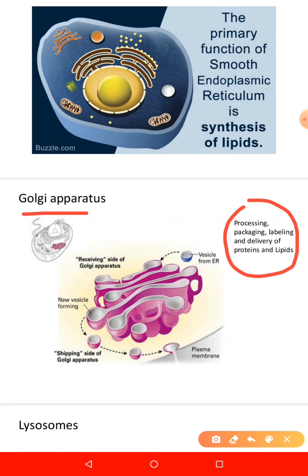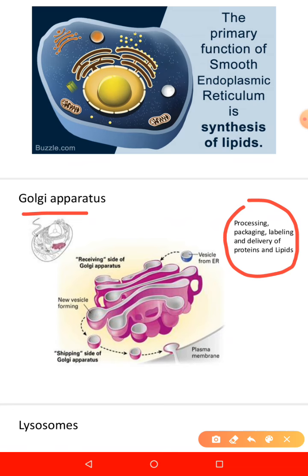And then we also said labeling and delivering of materials. The Golgi apparatus sorts out the processed and packed materials and labels them. It will label them, for example with a phosphate group, depending upon the chemical content for delivery. Hence, the Golgi apparatus is also called the shipping department of the cell.